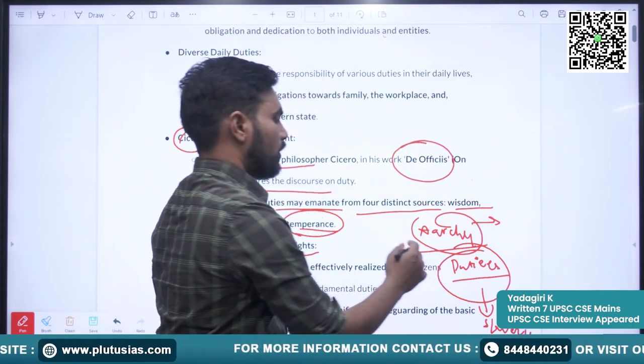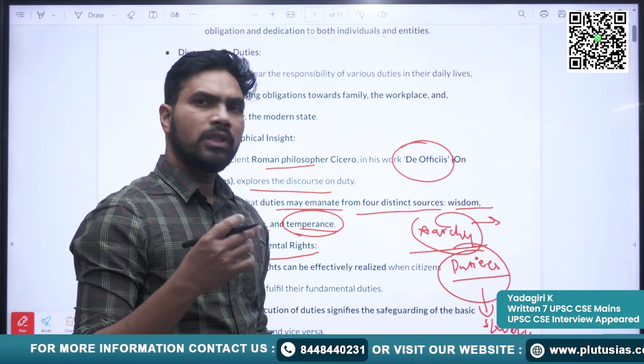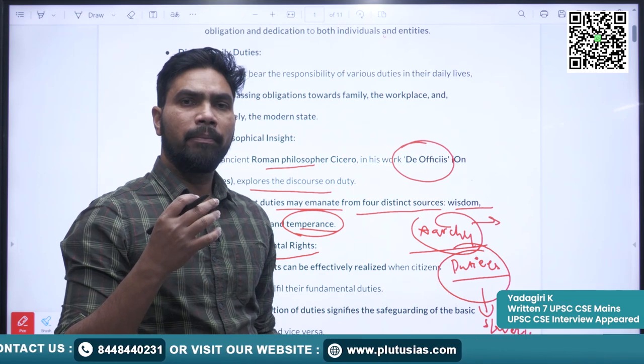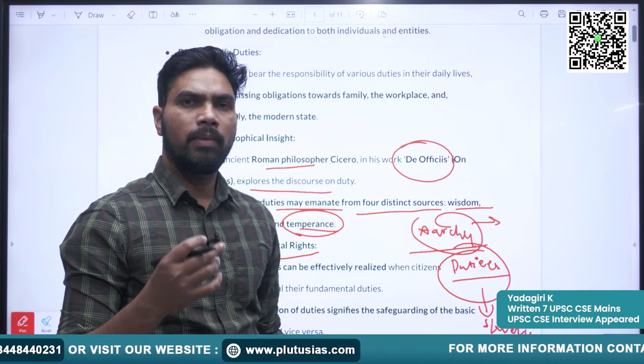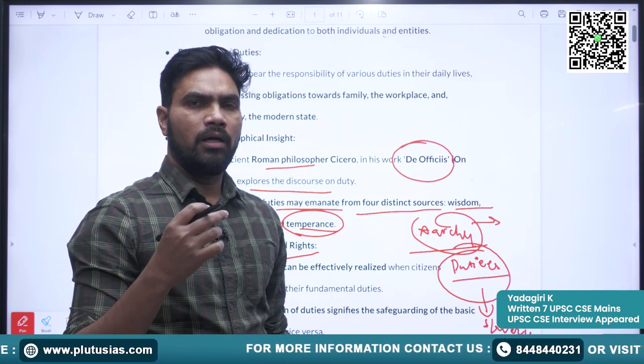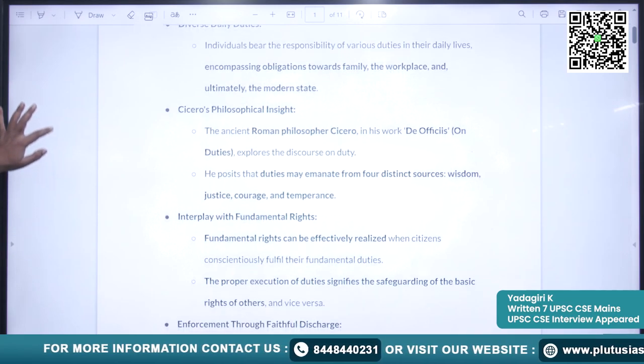We have seen throughout our history anarchy also, we have seen slavery also. So there should be a proper blending, proper balance between the rights and the duties for the citizens.